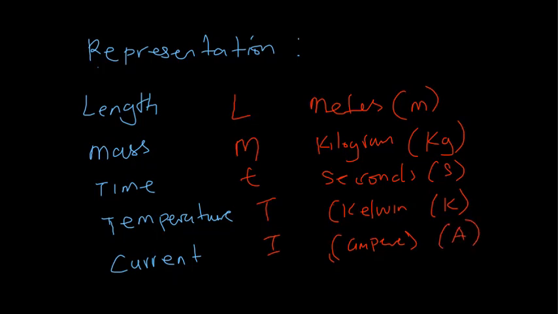And this is how these basic or base quantities are represented, by their symbol and also their unit. So length, letter L, meters, small letter m; mass, M, kilogram, kg; time, T, seconds, s; temperature, T, Kelvin, K; current, I, ampere, capital letter A. So this is all about base quantities. In the next video, we will look at derived physical quantities.